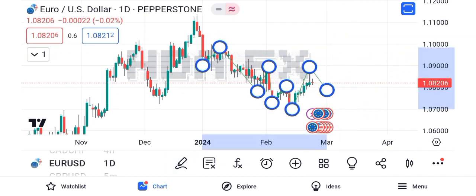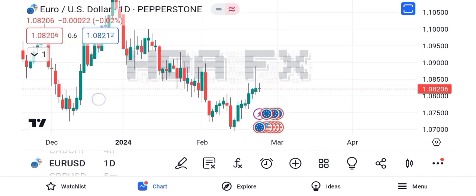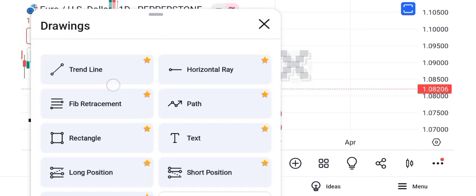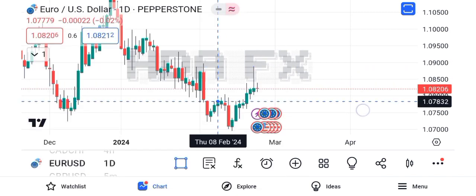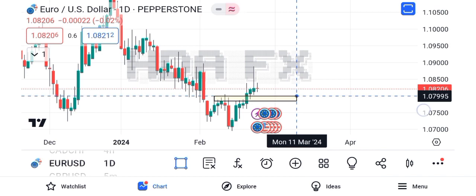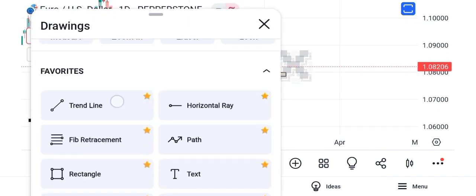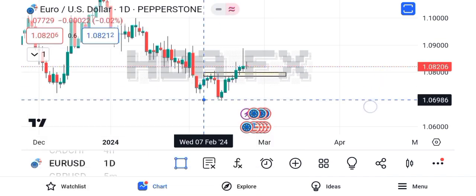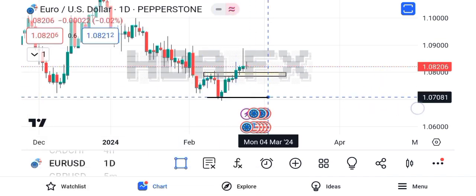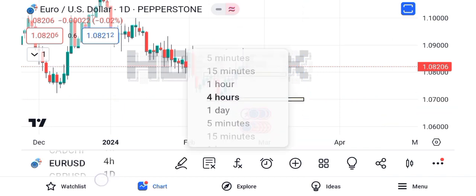So now, trying to spot our key levels on the daily time frame. We have a key level here, which we must take note of. We have an important level here, and we also have another important level here. So now moving down to the 4 hours time frame.